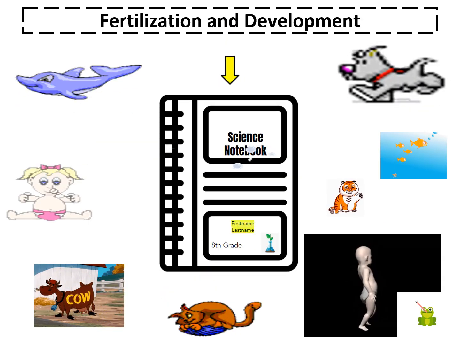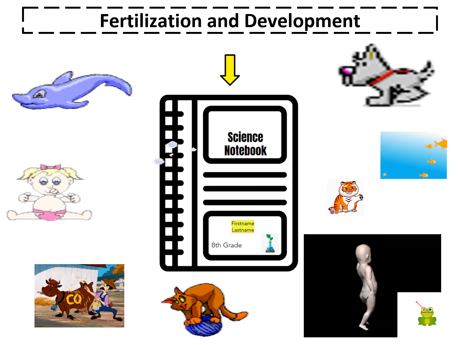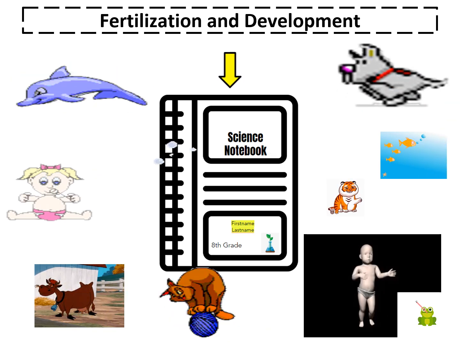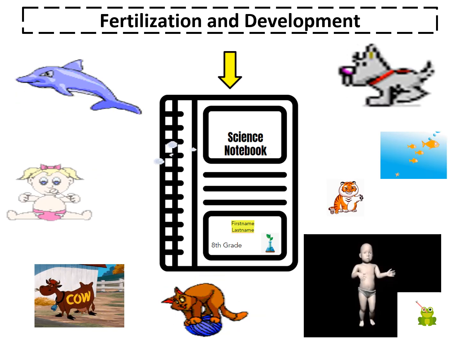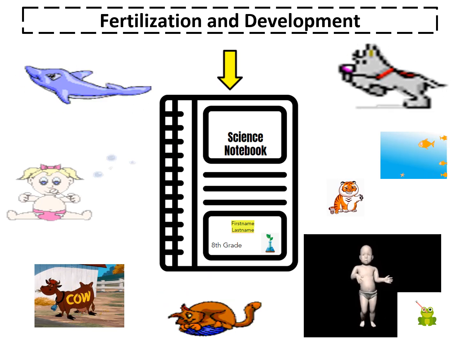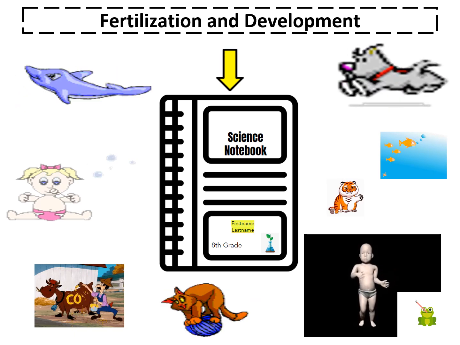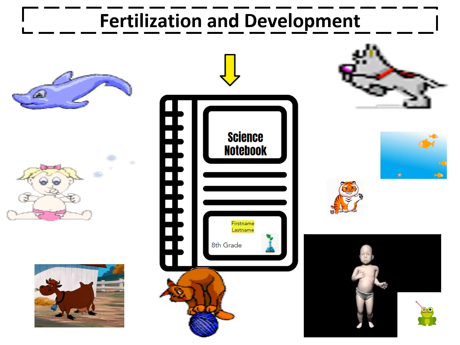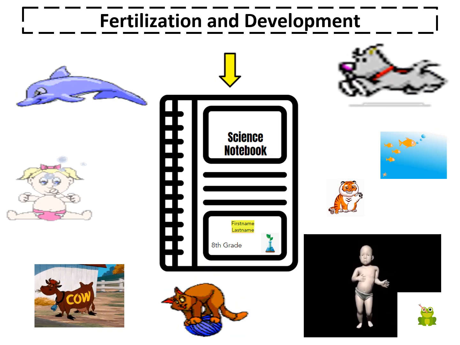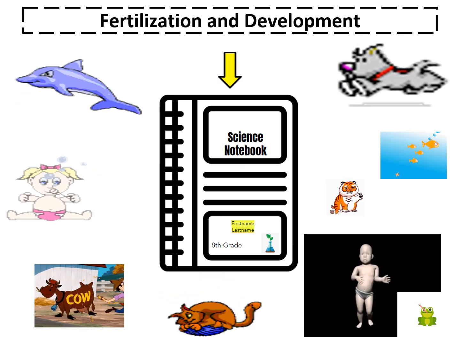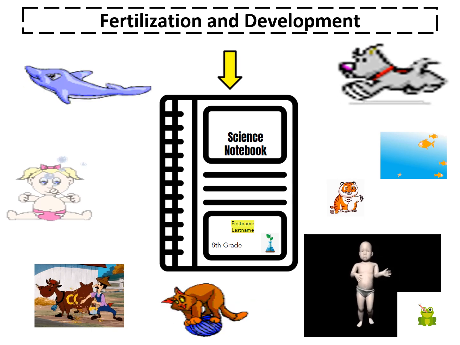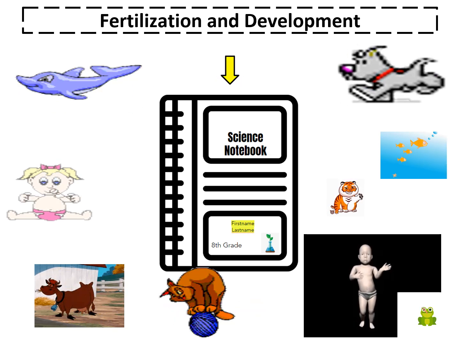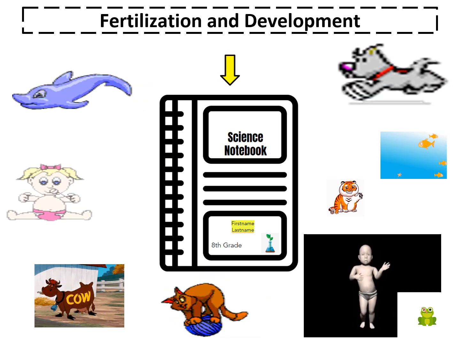Make sure that you have a brand new notebook page set up for fertilization and development. You'll notice I have a bunch of images of different organisms on the screen. I have a dolphin, I have a baby, a cow, a frog, a goldfish, etc. We are going to be learning about how, even though all of these organisms go through sexual reproduction, they don't necessarily all do it in the same way. So we'll be discussing as many of those differences as we can. So make sure you have the appropriate page set up in your notebook for your notes.